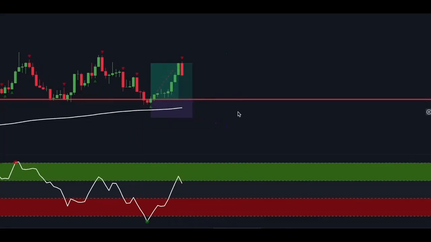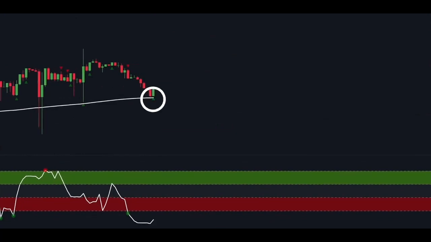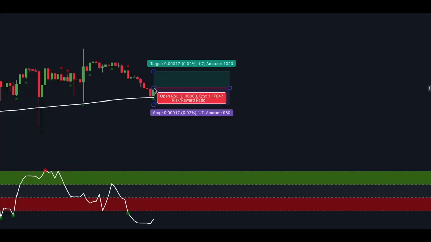How to take a short position. First, identify if the current trend is bearish. For that, the price needs to close below the SMA. Second, wait for the price retracement to the moving average. During the pullback, the money flow index must become overbought. Then a bearish engulfing candlestick must be formed.